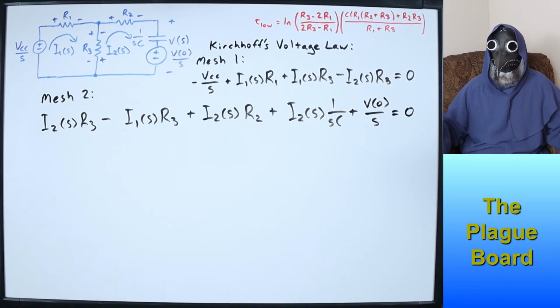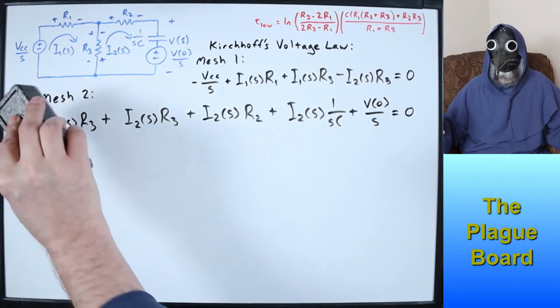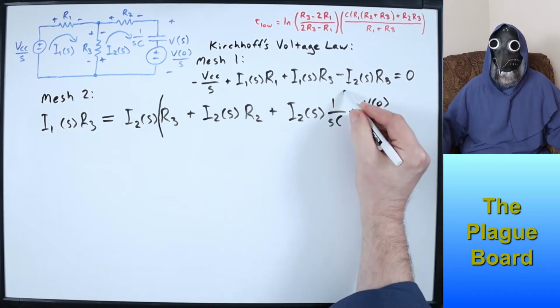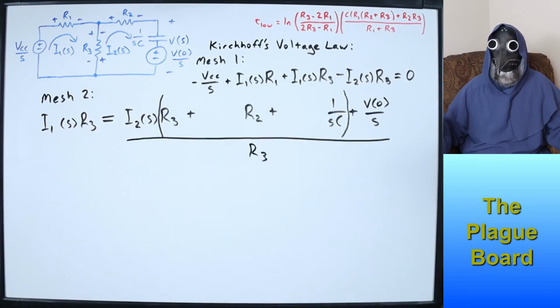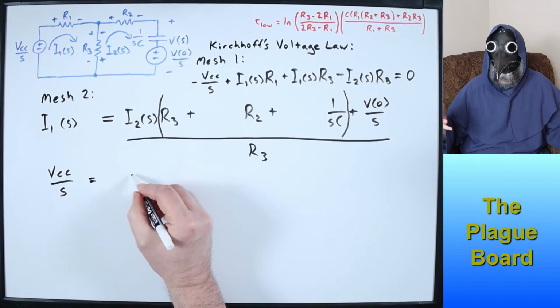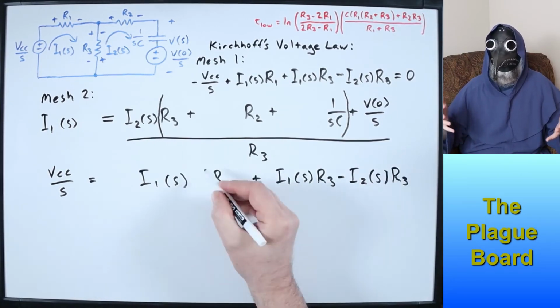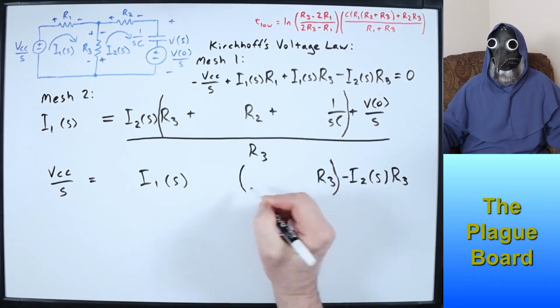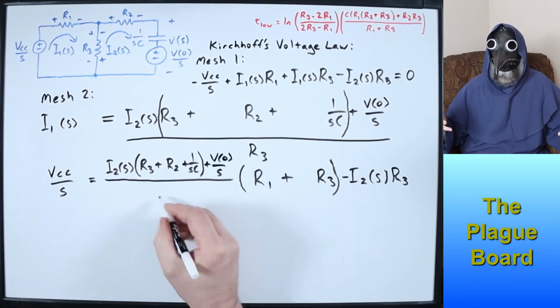Now, I want to solve the second mesh equation for I1 of S. To do this, I'll first swap the first two terms and solve for I1 of S times R3. Then I'll factor out I2 of S, and finally divide each side by R3. Now I'll take the first mesh equation and solve for VCC over S. Then I'll factor out I1 of S. Next, I'll substitute in our mesh 2 solution of I1 of S.